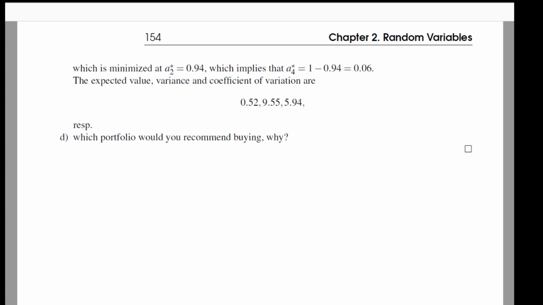All right, and then part B, which one do you recommend buying? Again, we recommend buying the one with the smallest variance, given that the expected return is about the same, right? You don't want to choose the minimum variance if the expected return is really low, right? So what you want to do is compare them both in terms of expected value and variances.